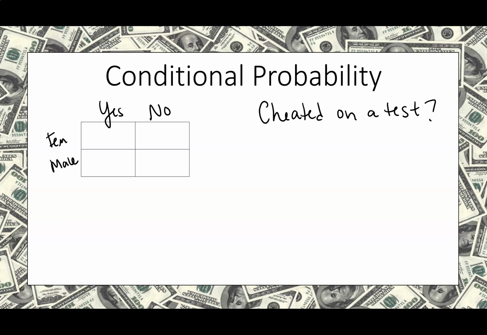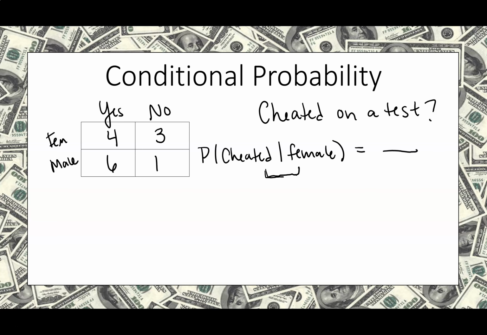All right. And let's say we have 7 females in the room and 4 say yes, they've cheated, and 3 say no. And then let's say 6 males have cheated and 1 has not. Yikes, guys. And I say, what's the probability that you've cheated given you're female? Okay. Well, our numerator is going to be the cheated females, or the females that have cheated. So that's going to be 4. Divided by the total number of females, which in this case would be 7.